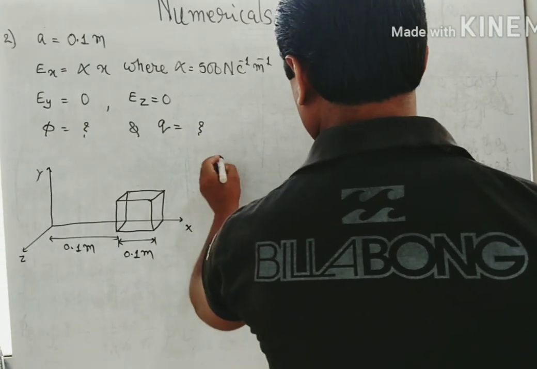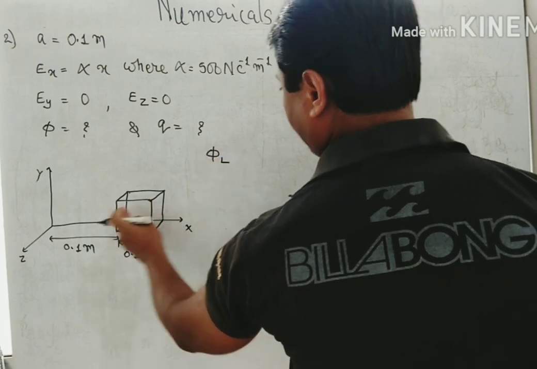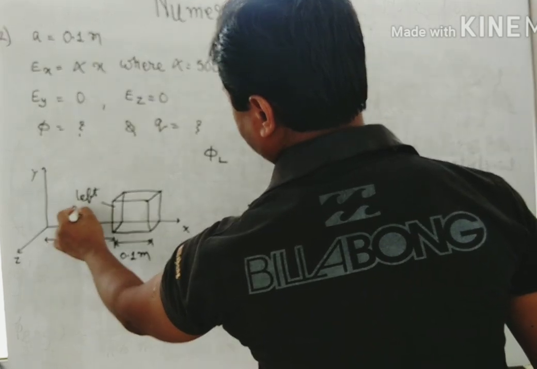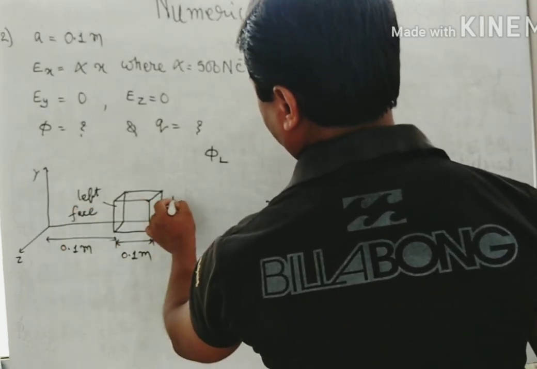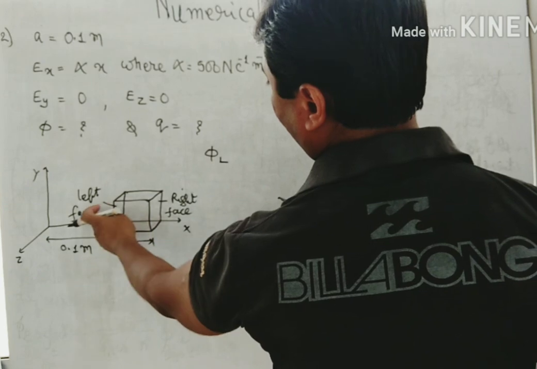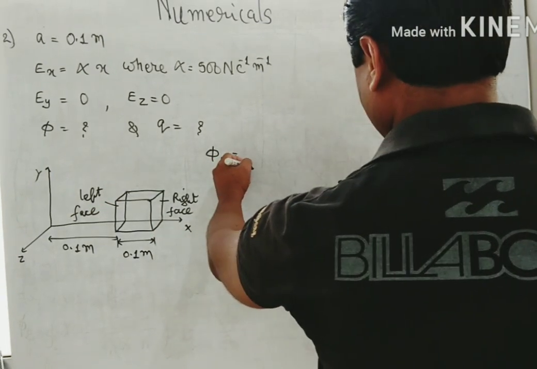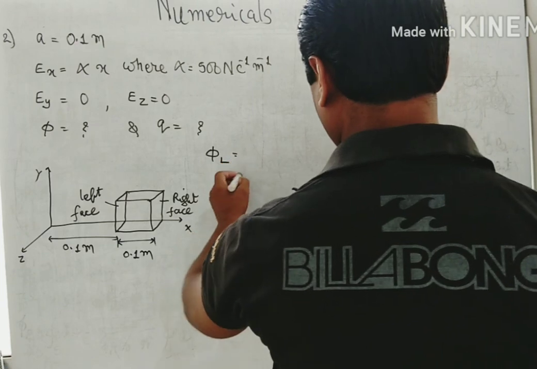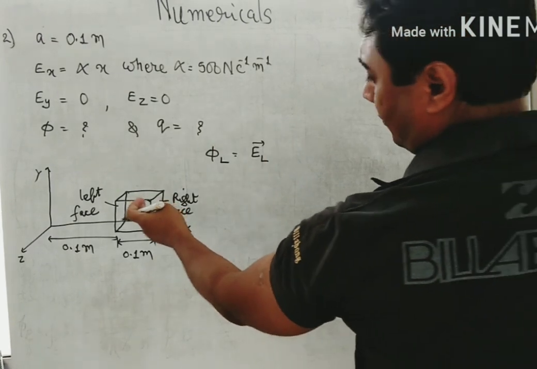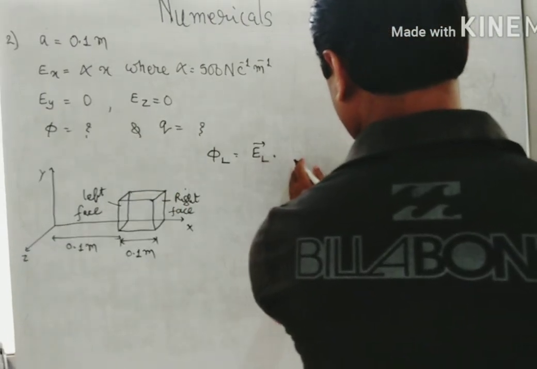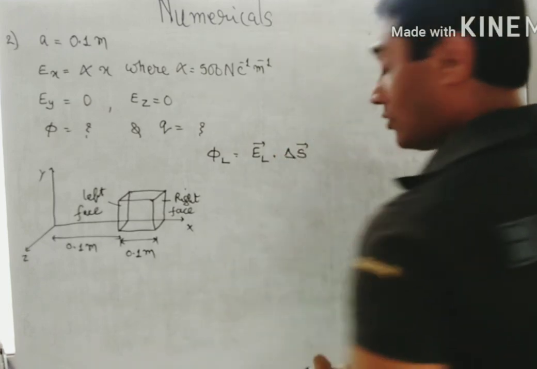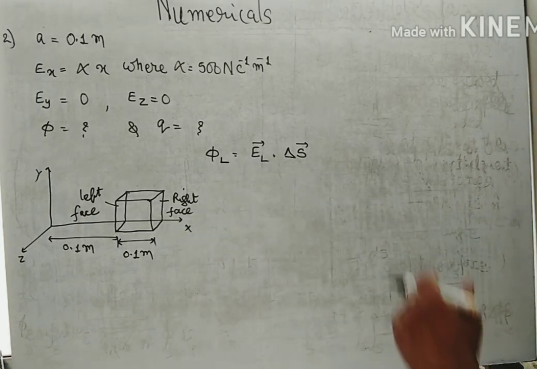Okay, so now we write the flux through the left face. I mean this face. This is the left face, and this is our right face. We are calculating now the flux through the left face, and for that we can write E_L, the electric field through that left face, dot the area vector, delta vector S. So this is the flux through the left face.